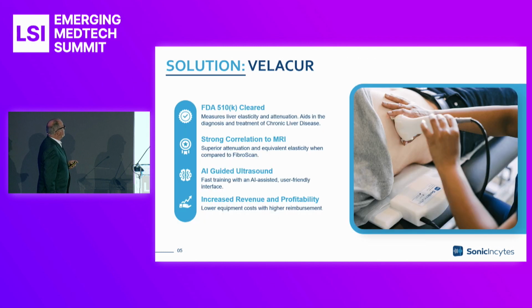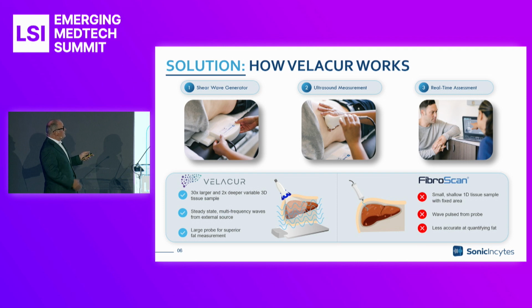Our solution, we believe, addresses all of those. We have a 510(k) cleared device with a very strong correlation to MRI. We can actually provide readings that correlate to MRI and MRE. We've taken some of the best of MRE, which I'll show you. We developed an AI-guided tool to increase ease of use, workflow, and adoption rates. And one of the key things of our device is that it's a lower cost piece of capital. In fact, we're about 1/2 to 1/3 of the price of our competitor FibroScan, and we have reimbursement of almost 4x in the US.